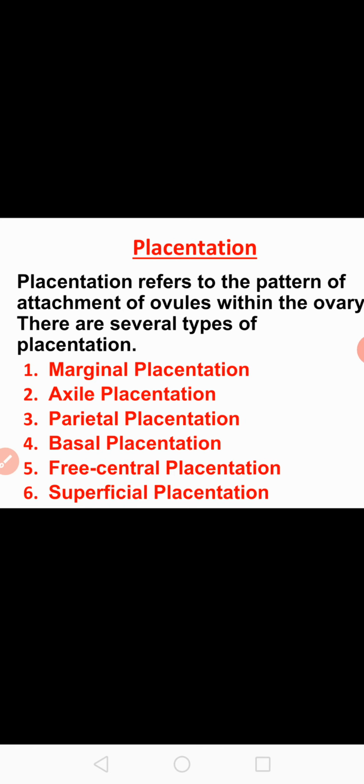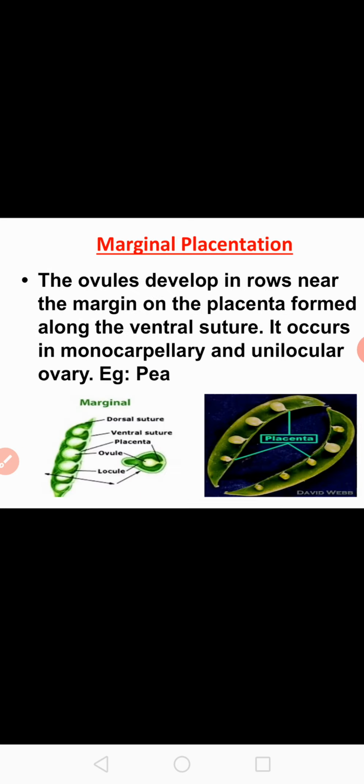So it is the pattern of arrangement of ovules within the ovary. So there are several types of placentation. They are marginal placentation, axial placentation, parietal placentation, basal placentation, free central placentation, and superficial placentation. Coming to the first type, marginal placentation.